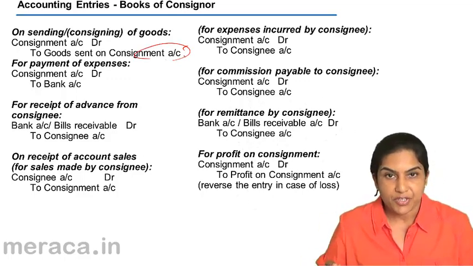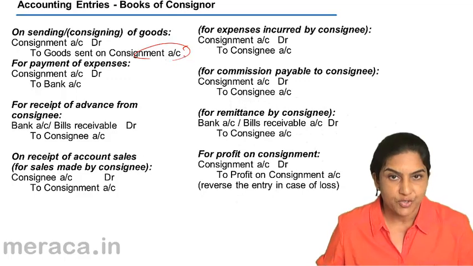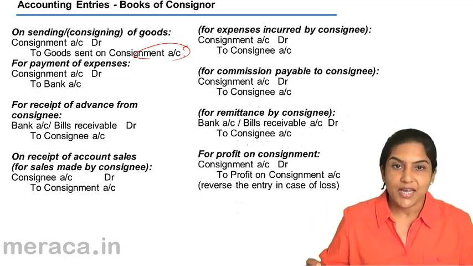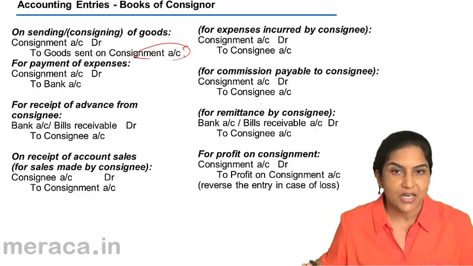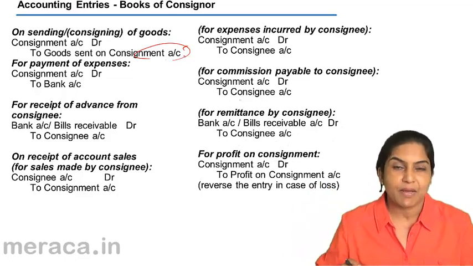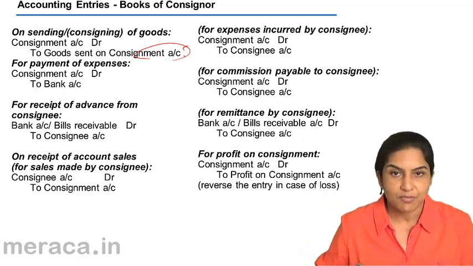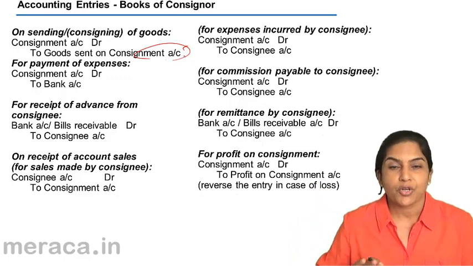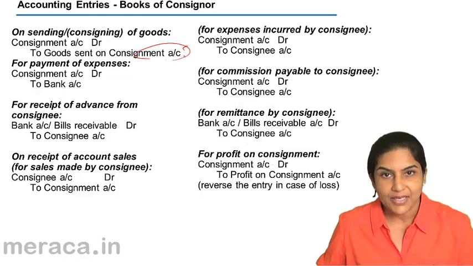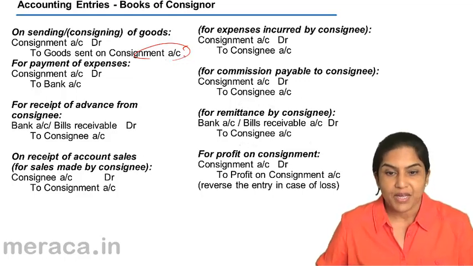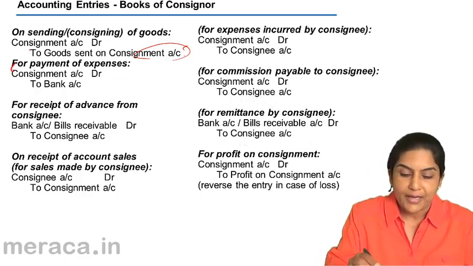Next, for payment of expenses, if the consignor has paid expenses, it's an expense on consignment, therefore debit consignment. We don't have an individual expense account. The expense may be transportation, it may be customs duty, it may be insurance. Whatever expenses are incurred on the consignment by the consignor, the entry would be consignment account debit to bank.